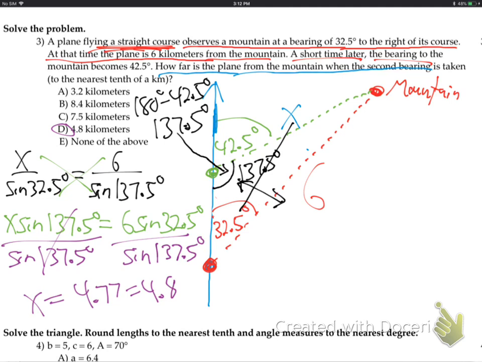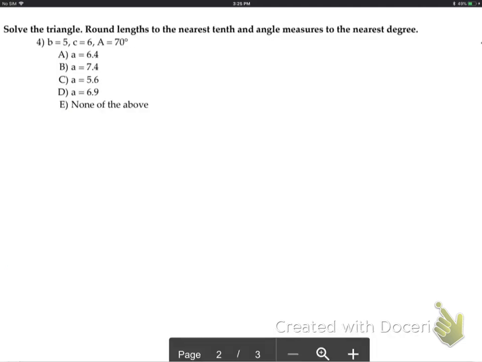All right, I want to get a couple more in if we can. Am I rushing you, though? Any questions on that one? Is that okay? All right. Okay. So number 4, solve the triangle. Round lengths to the nearest tenth and angle measure to the nearest degree. All right. So give that a try.